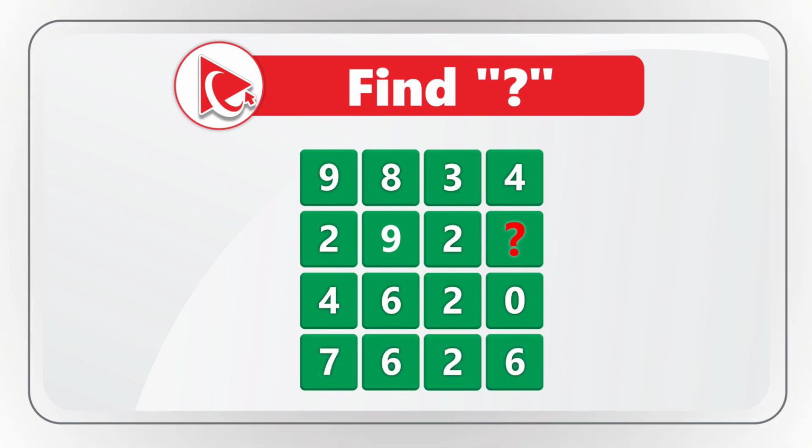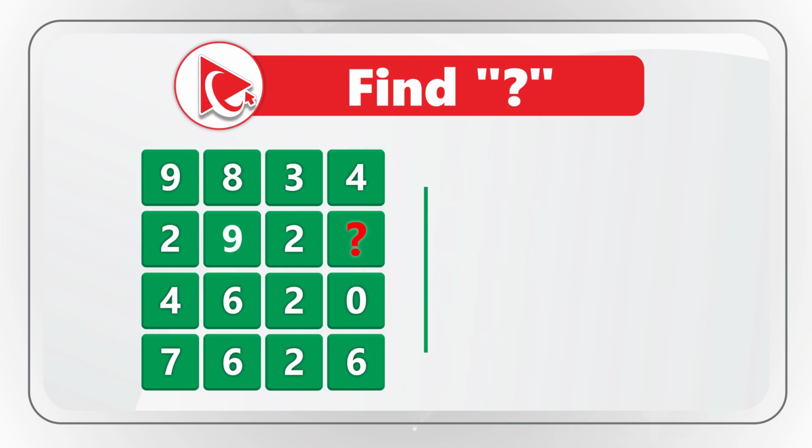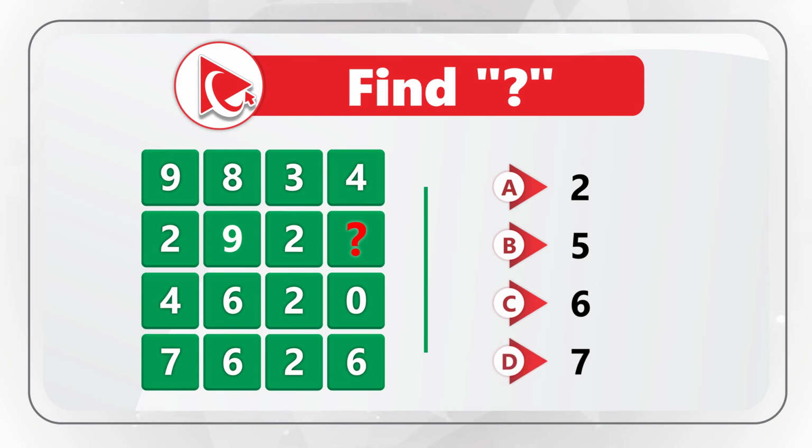You need to calculate the missing number, and you have 4 different choices to select from. Choice A, 2. Choice B, 5. Choice C, 6. And last but not least, choice D, 7. Take a close look to see if you can come up with the solution. Did you get to the right answer?